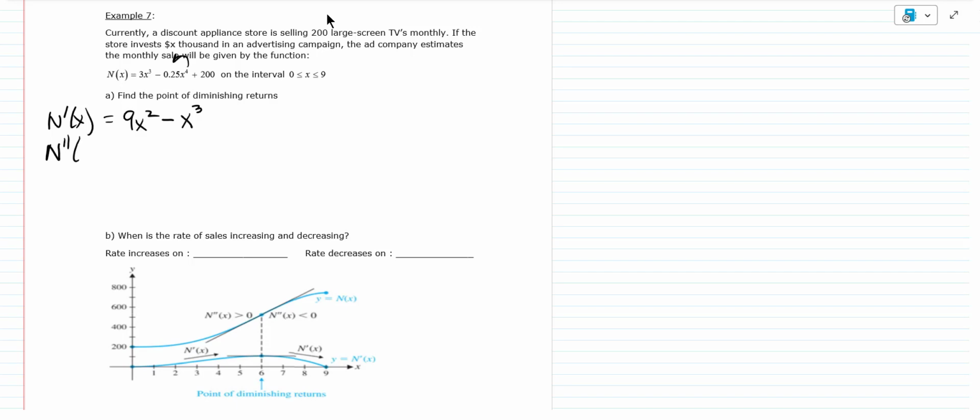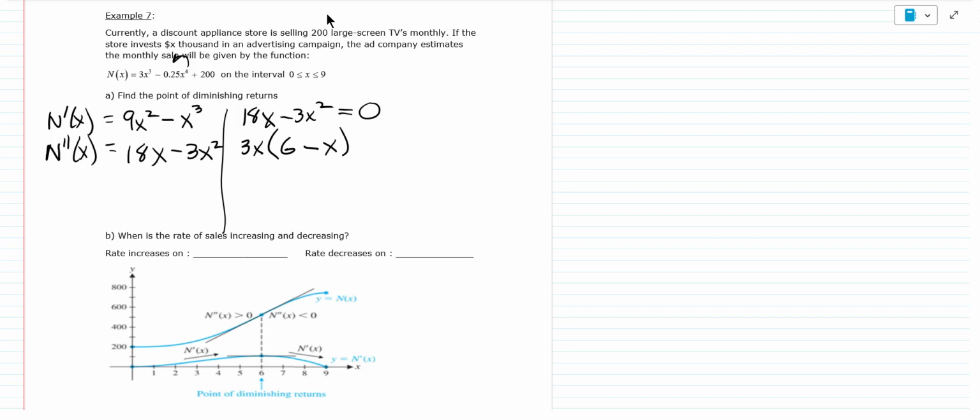Your second derivative is going to be 18x minus 3x squared. You're going to set that equal to 0 to get critical values. So we need to factor out a 3x, and I'm going to have to do this kind of fast, but we have worked on this quite a bit today. So that's going to be 6 minus x. So your critical numbers are going to be x equals 0, and the other critical number will be x equals 6. When you do diminishing returns, it's all about the second derivative. That's what you need to do.